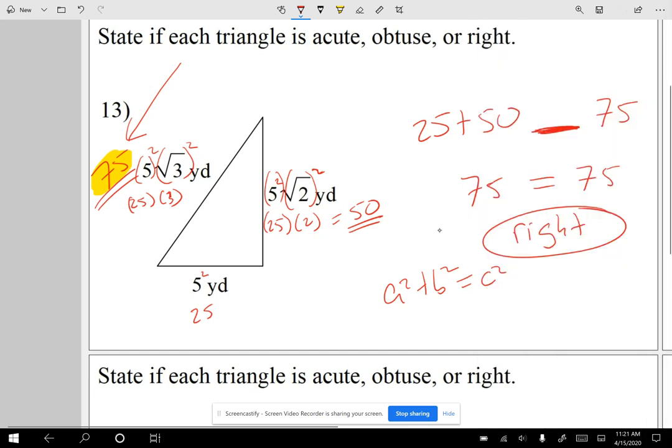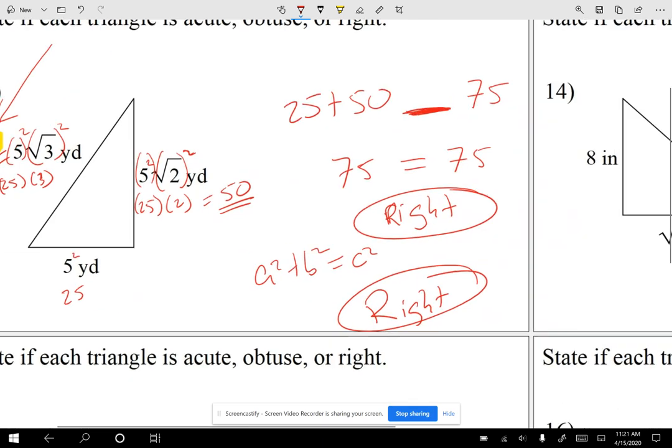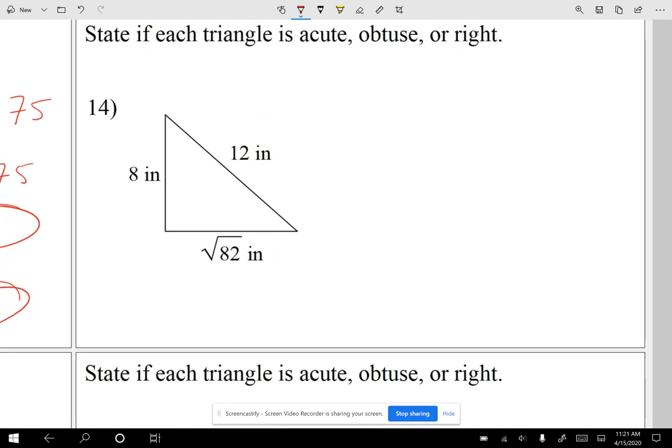Because you're typing a word, whenever you type it, make sure you type in first letters capitalized. All right, let's take a look at number 14. I have to square each of my numbers. 8 squared, this is 64. 12 squared, 12 times 12, this is 144.